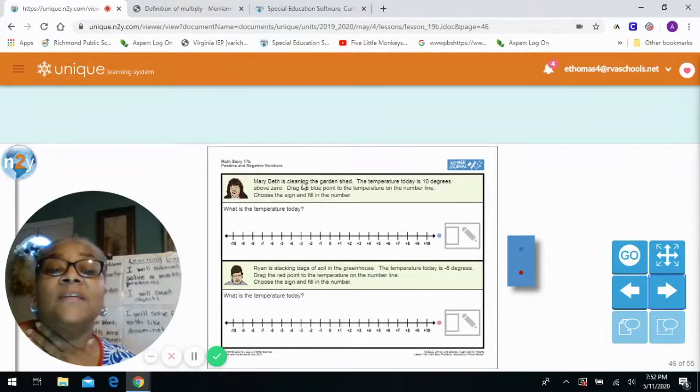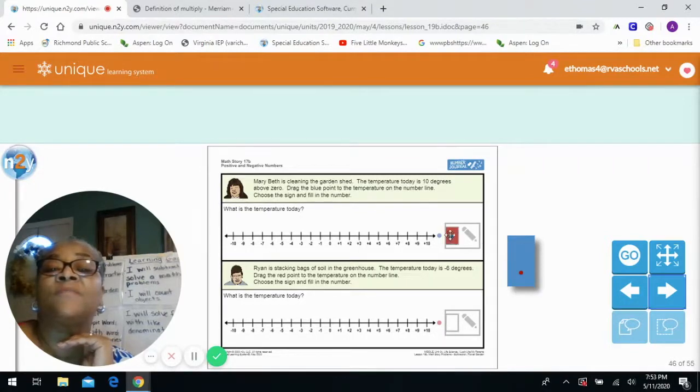Mary Beth is cleaning the garden shed. The temperature today is 10 degrees above 0. Drag the blue point to the temperature on the number line. Choose the right sign to fill in the number. It says above 0. Above, what do you think it's going to be? You think it's going to be blue or red? Negative. Think it's more than or less than? Above.